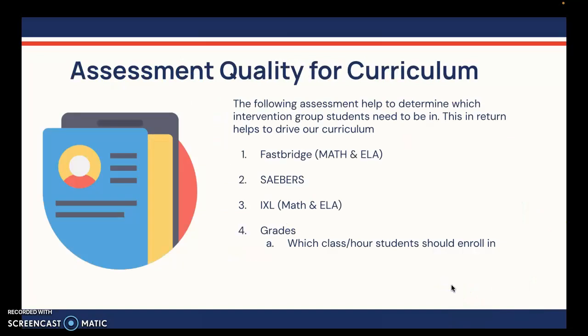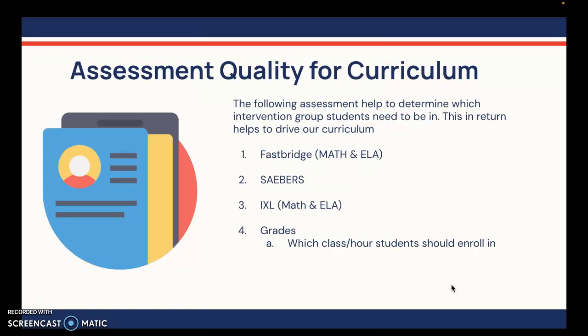So, assessment quality for curriculum. The following assessments help to determine what our intervention groups are and how these groups are derived, and the curriculum behind it. Like I said, again, we use FastBridge. This is for our math and ELA. We have SABRES, which is for our social emotional needs, what the students need. And then we have our IXL, which is the program to help our students who have been diagnosed or pulled out for the math and ELA.